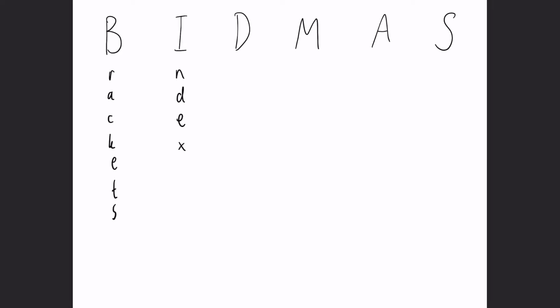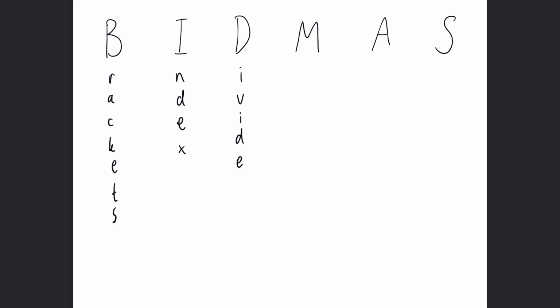So B stands for brackets. I stands for index, or sometimes in BODMAS, it would be order, but that just means the powers. So for example, squares or cubes. The D stands for dividing or division. The M stands for multiplication or multiply. And then we have add and subtract.